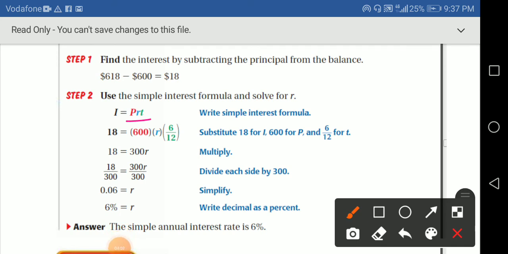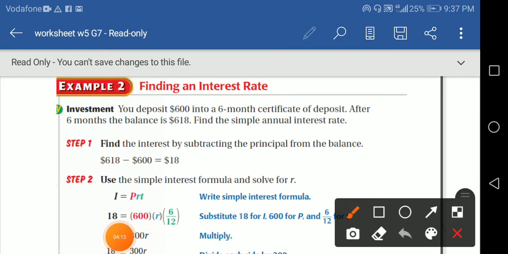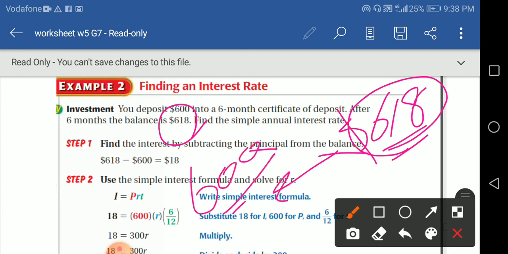In other words, to be easier. Okay, so find the interest by subtracting the principal from the balance. I want to subtract the principal from the balance. Your balance after the 6 months increased to become $618. It was 600. So by logic, we have $18 profit, or you gain $18 profit. Your balance increased $18, right? Okay, so this is the interest.